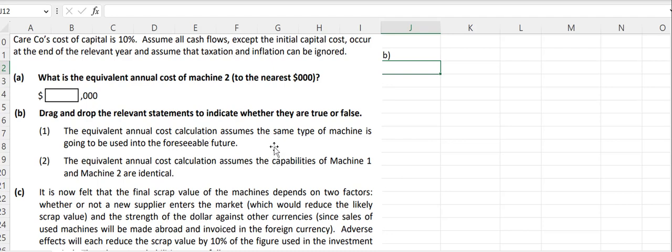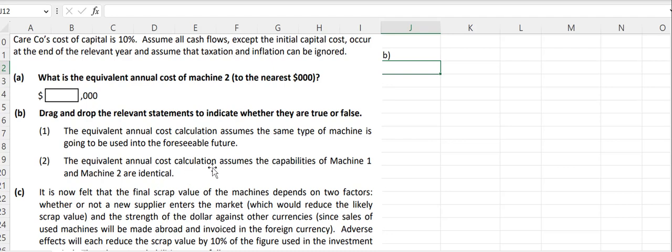The equivalent annual cost calculation assumes the same type of machine is going to be used into the foreseeable future. Obviously that is one of the assumptions when we are using equivalent annual cost. So we'll be using the same machine. Say for example, if we are using machine 2, which has a life of 3 years, it means that after 3 years we are again going to buy machine type 2, and then we'll continue replacing the same type of machine every 3 years, in case we have decided that we are going to have machine 2. So that's the assumption. So statement 1 is true.